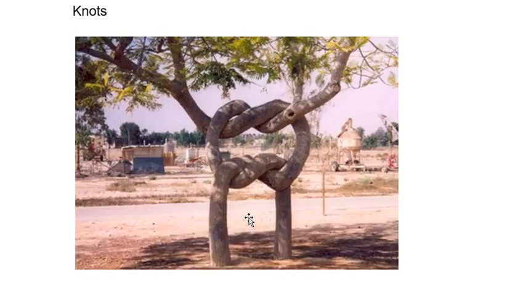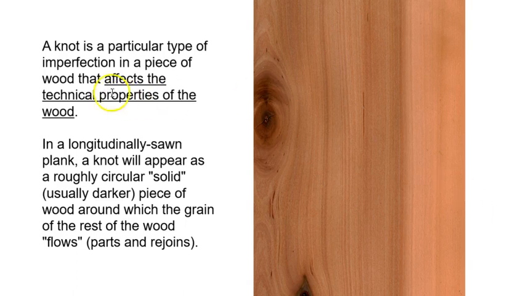All right, moving on to knots, defects. A knot is a particular type of imperfection in a piece of wood, and it affects the technical properties of the wood. So this is what we care about, what happens. In a longitudinally sawn plank, that's what we have here, a knot appears as a rough circle right there, and the grain of the wood flows around it and then rejoins on the other side. So that's what we're looking at there.